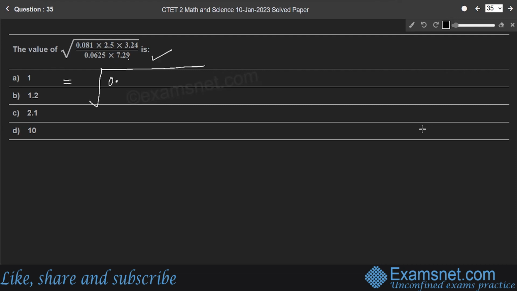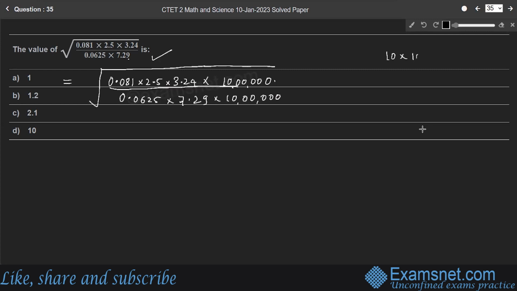So the given number is 0.081 into 2.5 into 3.24 into 10 lakh. 10 lakh means 10 into 10 into 10 into 10 into 10 into 10. 6 times the number 10 is multiplied, divided by the denominator part 0.0625 into 7.29 into 10 lakh. So in 10 lakh, we have 6 tens.